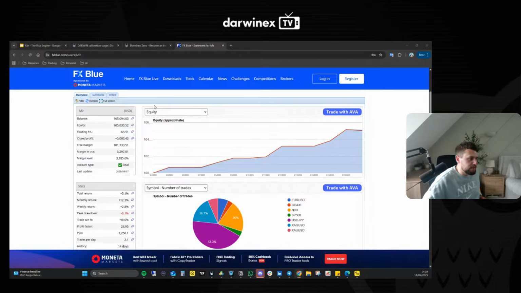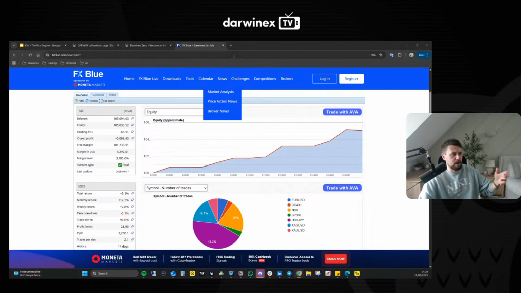Okay, back to LVFZ. So like I say, it's a little bit of a higher risk portfolio. Portfolio weightings are more weighted towards the better strategies.